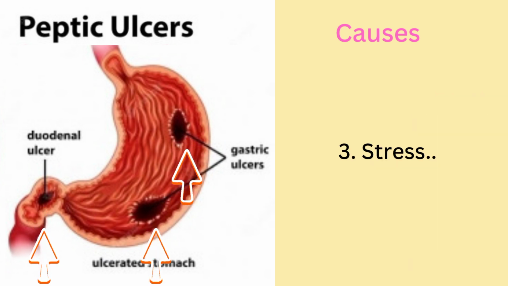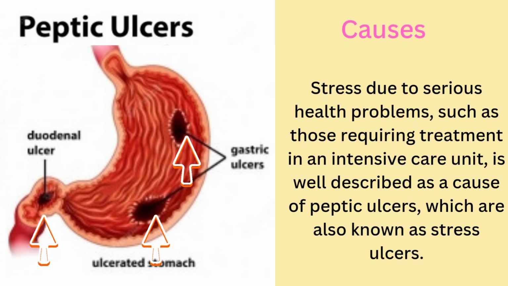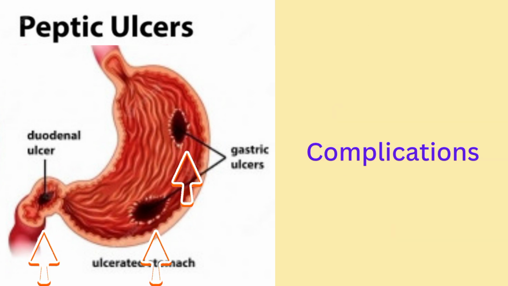Third cause is stress. Stress due to serious health problems, such as those requiring treatment in an ICU, is well described as a cause of peptic ulcers, which are also known as stress ulcers. Now let us discuss the complications of this condition.